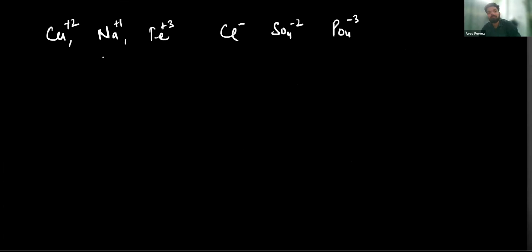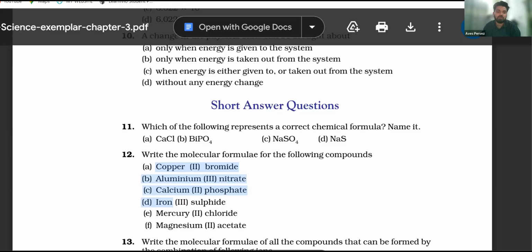One is copper, another is sodium and iron. Copper with valency 2, sodium with valency 1, and iron with valency 3. And here we have chloride, sulfate and phosphate. Okay. So what should be the formula of copper chloride? Copper with valency 1? Yes, copper with valency 2.